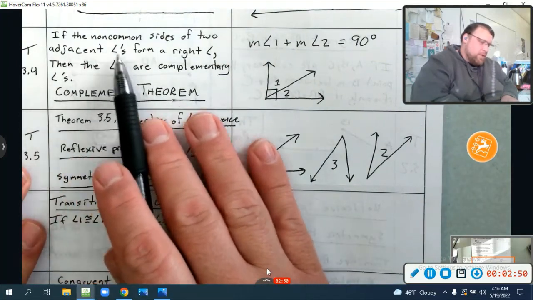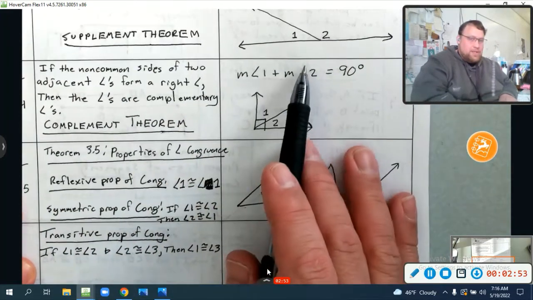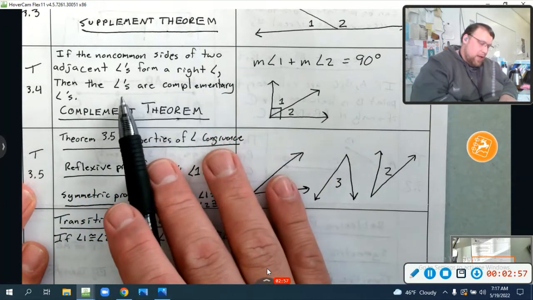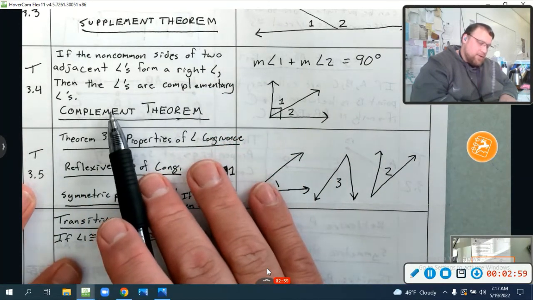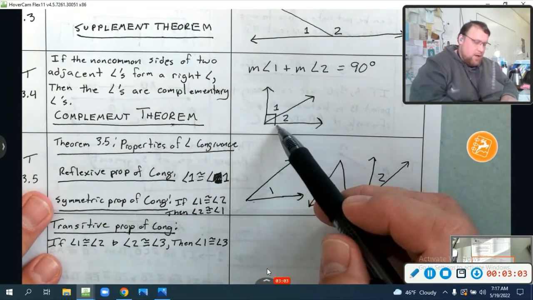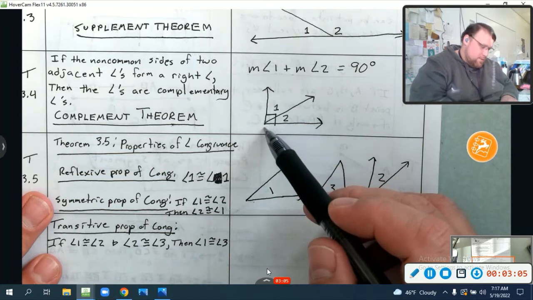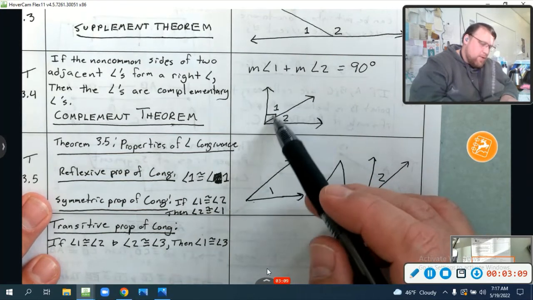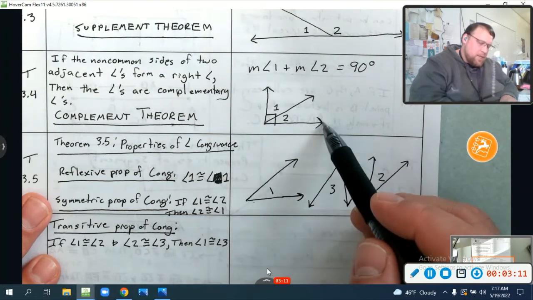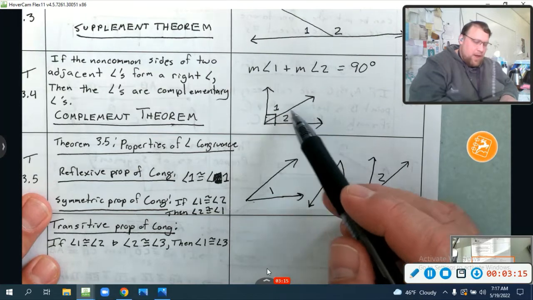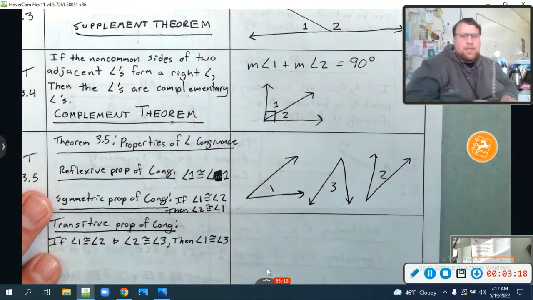Theorem 3.4 is called the complement theorem. Very similar to this. If the non-common sides of 2 adjacent angles form a right angle, then the angles are complementary angles. All right? So we have these 2 adjacent angles, and these are the non-common sides. If they form an angle that's 90 degrees, then the sum of angle 1 and angle 2 is going to equal 90 degrees. That's all this is saying.